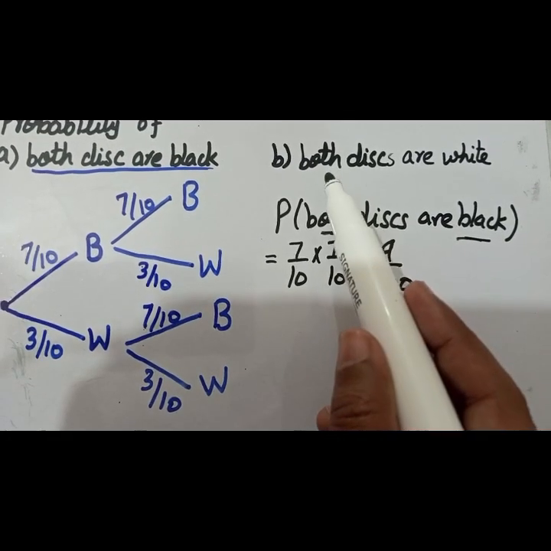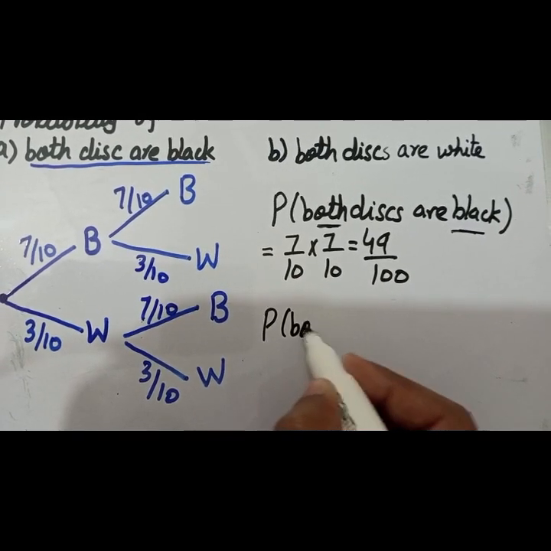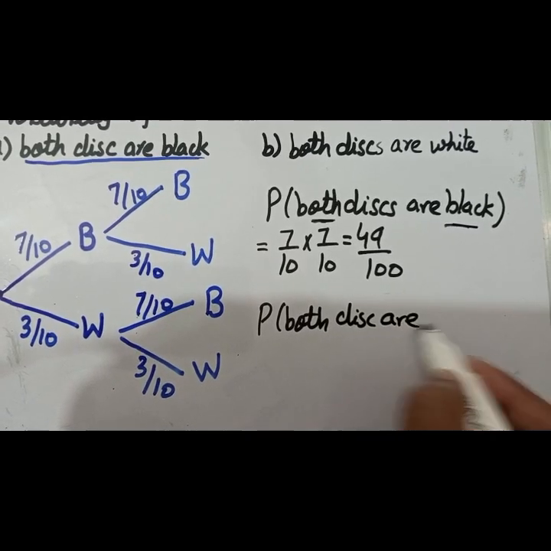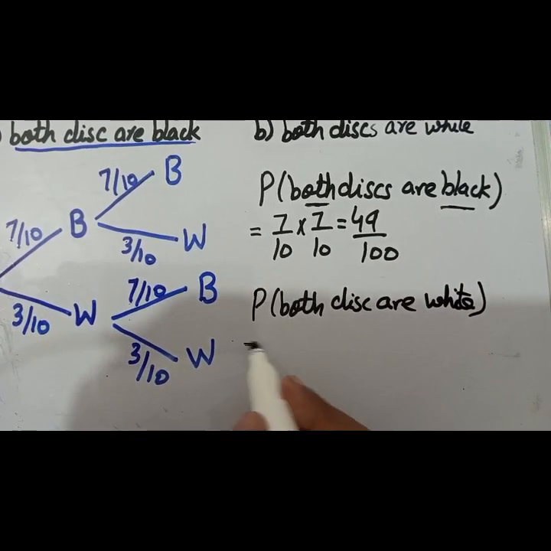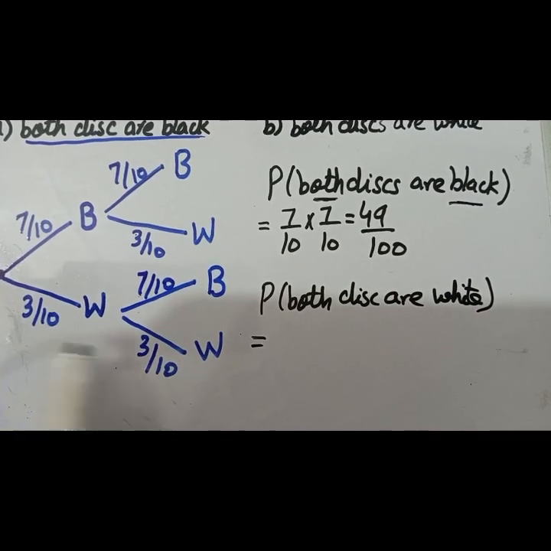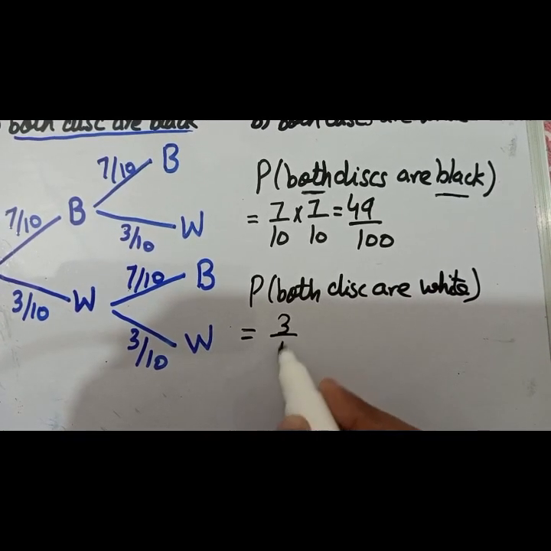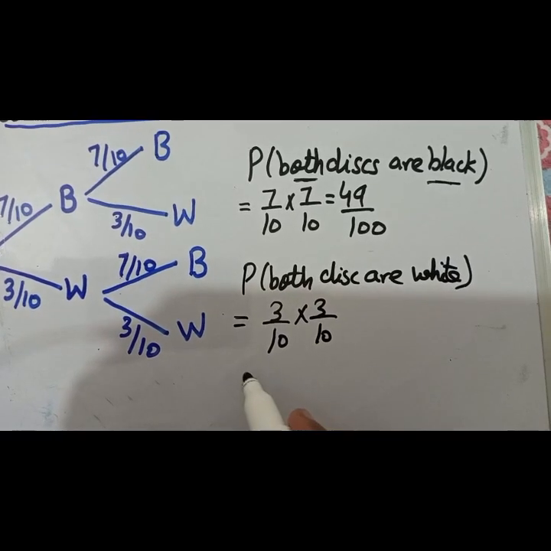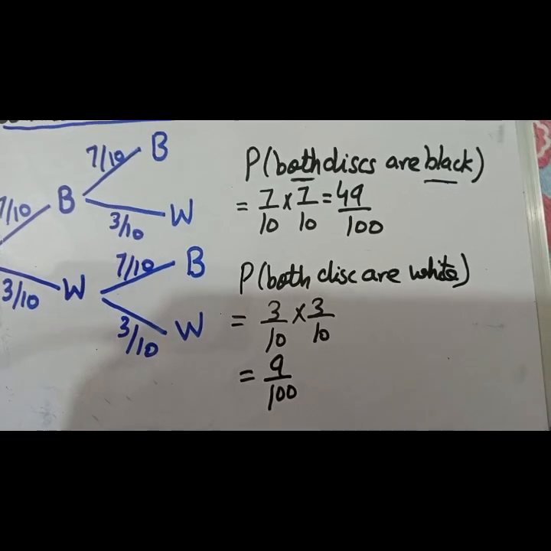Now move toward the second part. Both discs are white. It means you have to find out the probability that both discs are white. It means you have to attach WW. What is the probability of a white disc over here? That is 3 by 10, and the second white disc is 3 by 10. So you will multiply these two probabilities: 3 by 10 multiplied by 3 by 10. So what are you getting over here? You are getting 9 by 100. That's all.